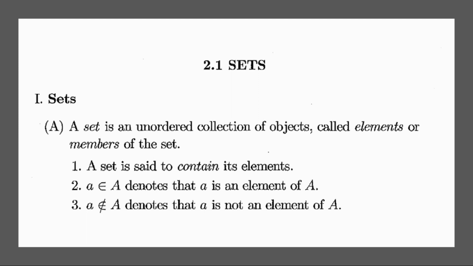A set is said to contain its elements. Little a in big A is the symbol that denotes a as an element of big A. I've already snuck this into some of our previous proofs, and I've been saying, hey, this k1 is a member of this set. Whereas the slice through the symbol says it's not an element, that it is not a member of A.